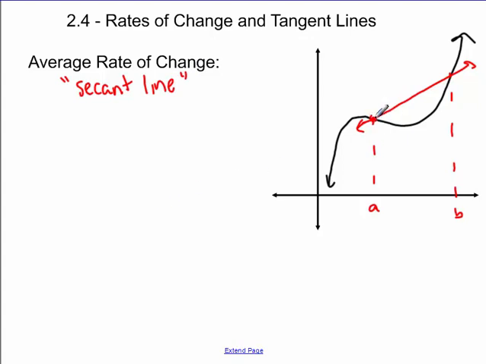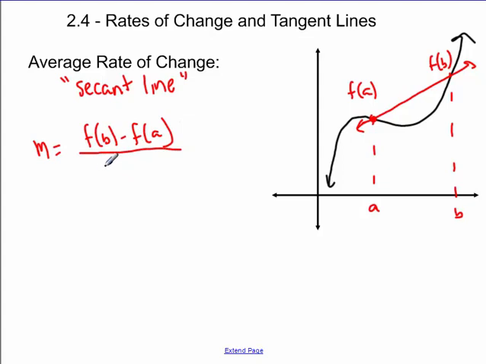And so to find the slope of this line, let's call this f of a and f of b. So my slope is y2 minus y1 over x2 minus x1. So all we're really doing when finding the average rate of change is taking a slope through 2 points.